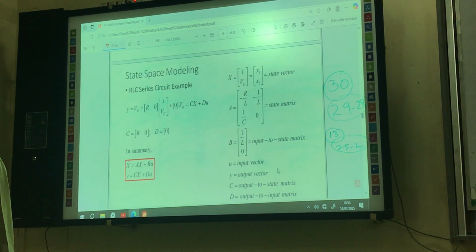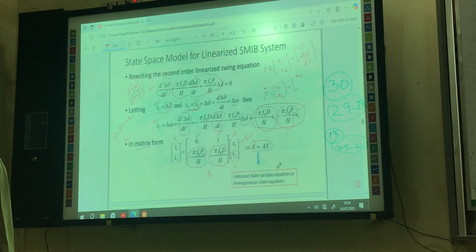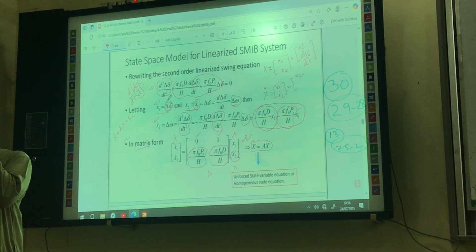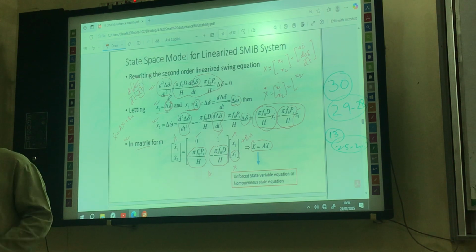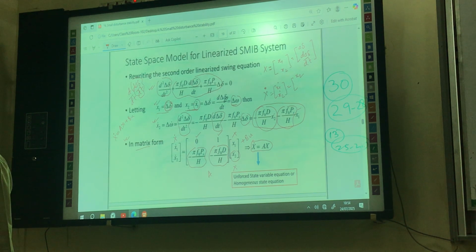Because for this linearized swing equation, we know that this del delta and del omega, these two, are our x1 and x2. These two are the state variables, so we want to know the time domain response of these two. Now we have to apply the inverse Laplace transform. We will continue the discussion of the inverse Laplace transform response, and finally we will find out del delta of t and del omega of t.